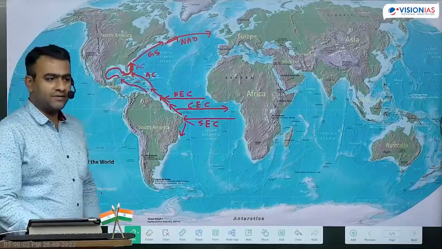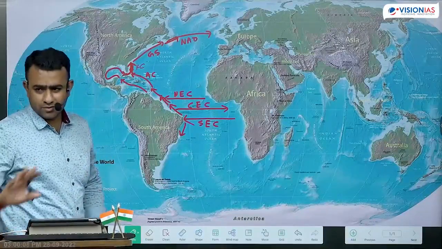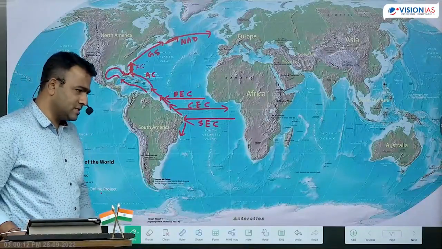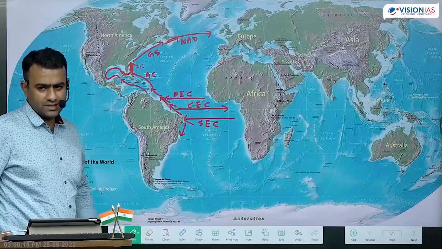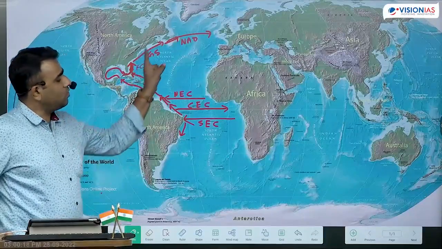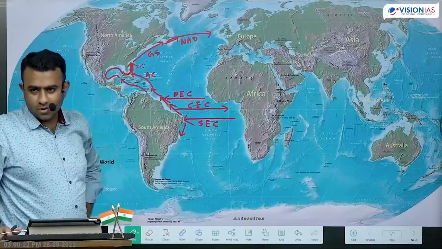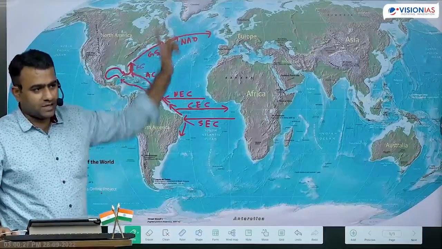North Atlantic Drift. Drift and current are used interchangeably. When the force is a bit stronger it is called a drift, and a weak movement is generally considered a current. But otherwise there is no actual differentiation. Both can be used interchangeably. Here it is called the North Atlantic Drift because it is in the northern Atlantic part. North Atlantic Drift is a warm current. Coming here, it is bringing warm waters.